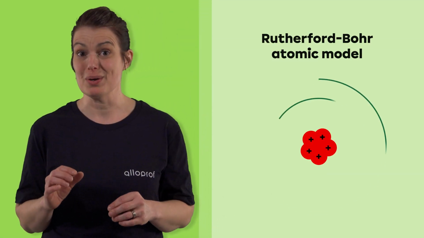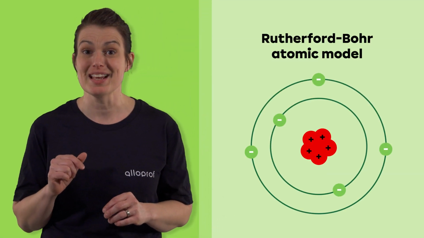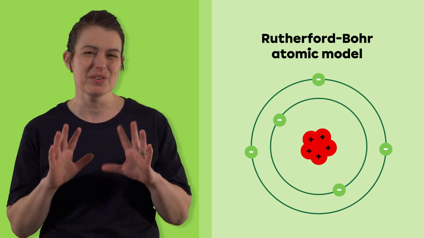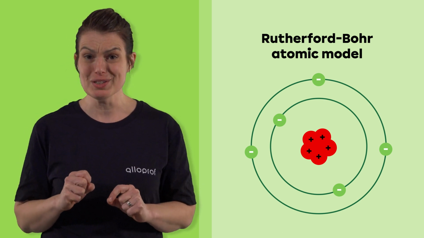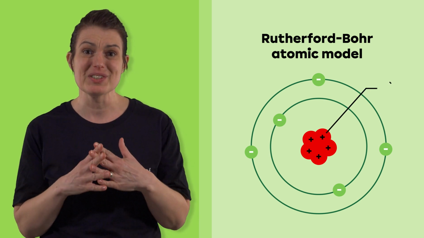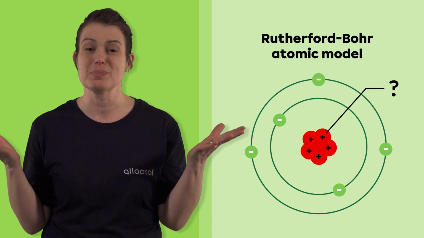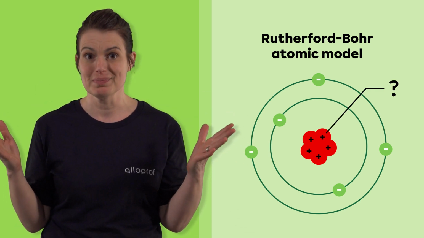In the early 1900s, the Rutherford-Bohr atomic model was the most commonly used one by the scientific community. However, it has some limitations. For example, it does not explain how protons in the nucleus can remain so close to each other despite the repulsive forces between these positively charged particles.